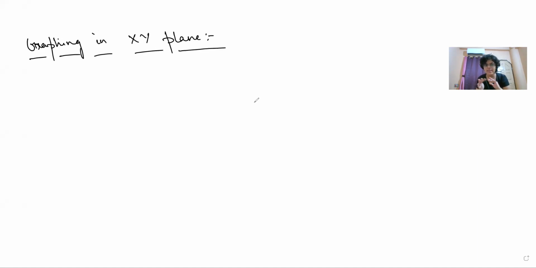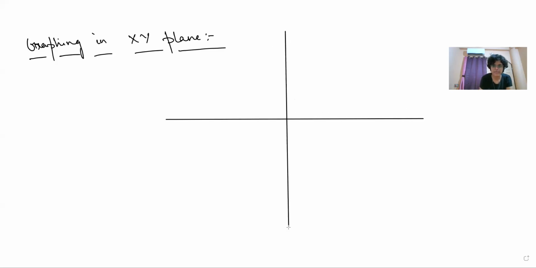It's a plane which contains two straight lines, the x-axis and the y-axis. The x-axis is a horizontal line. Let's just draw it here. There we go. The y-axis is a vertical line. Now this would be x and this would be y.